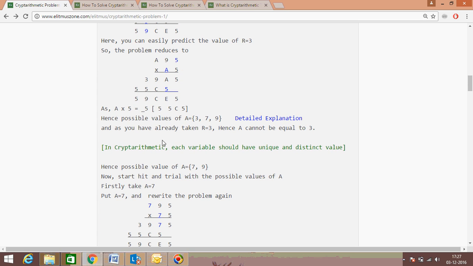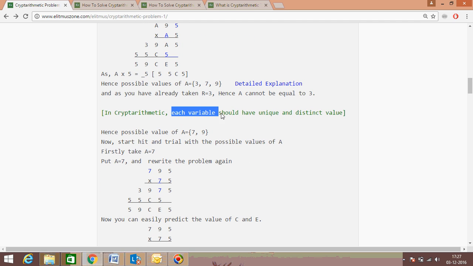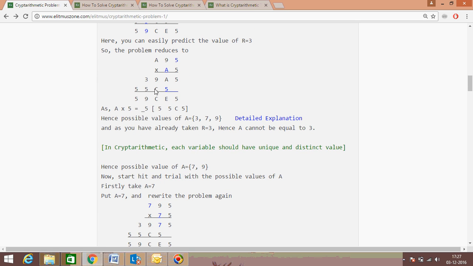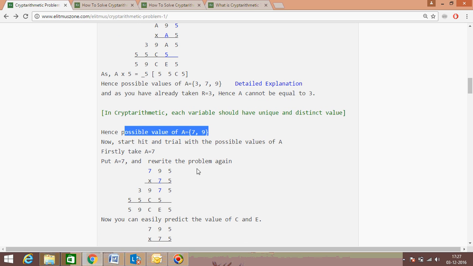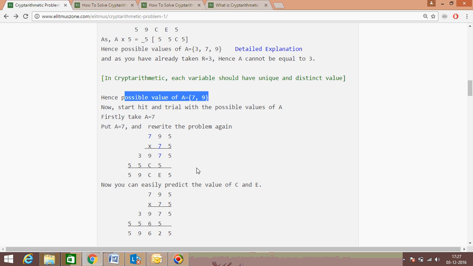But since you have already taken the value of R as 3, A cannot be equal to 3. In cryptarithmetic each variable should have a unique and distinct value. So now the possible values of A are 7 and 9. Now you have to try hit and trial with the possible values of A. Firstly, let's take A is equal to 7 and put it in the multiplication problem. Once you put A equal to 7, the problem will look like 795 cross 75, 3975, 55CE5, 59CE5.